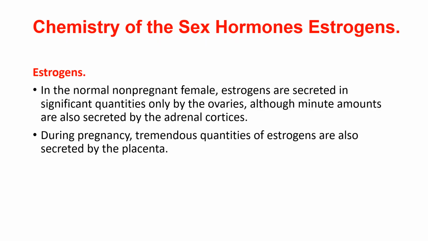Chemistry of the sex hormones: estrogens. In the normal non-pregnant female, estrogens are secreted in significant quantities only by the ovaries, although minute amounts are also secreted by the adrenal cortices. During pregnancy, tremendous quantities of estrogens are also secreted by the placenta.